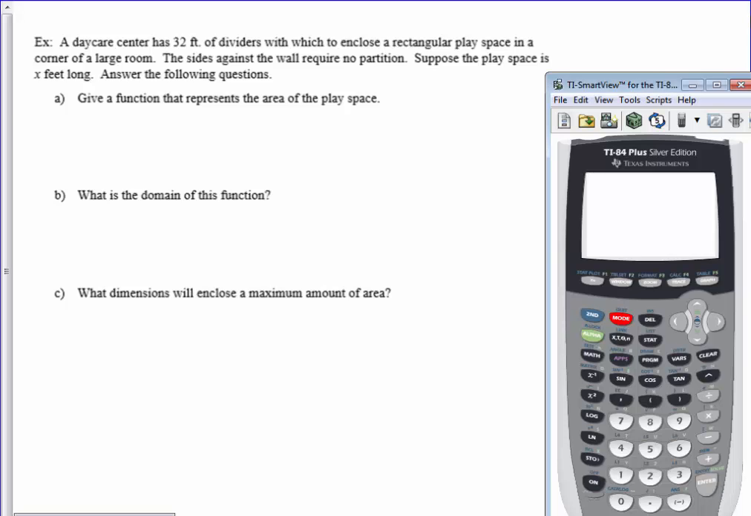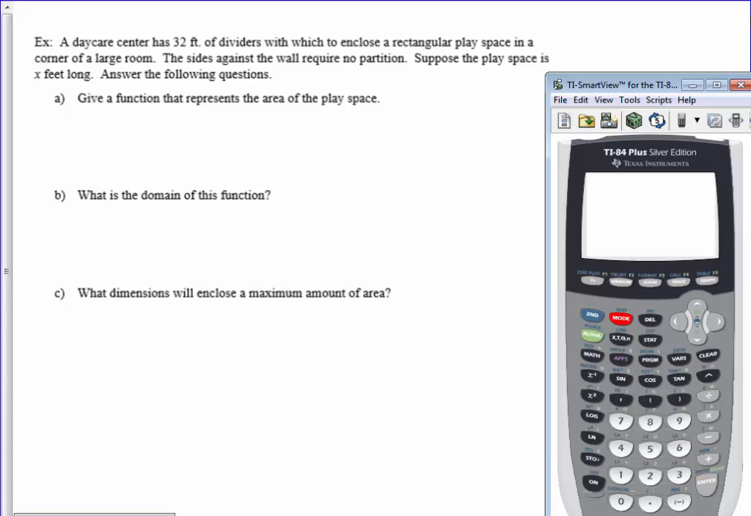Here's another application problem that asks us to find a maximum. In this example, it says that a daycare center has 32 feet of dividers with which to enclose a rectangular play space in the corner of a large room. The sides against the wall require no partition. Suppose the play space is x feet long. Answer the following questions.